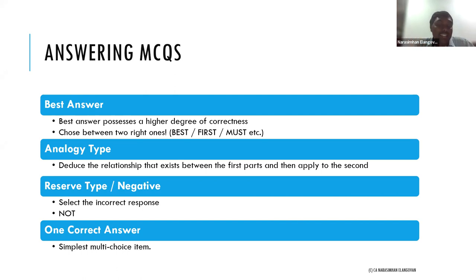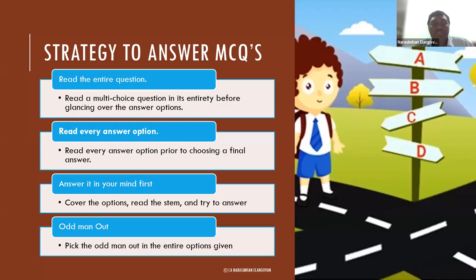The third is a reverse type or a negative type question, right? In many cases, you are required to select the incorrect response. Please be very, very careful with the word not, because many a times we are so positive in life that we forget to read the word not or a negative, right? Please be extra cautious there. Wherever the word not or a negative is there, while reading it, you'll get it. And of course, you need to choose one correct answer, right? So these are simple, straightforward questions. Sometimes you'll have a simple one question, right?